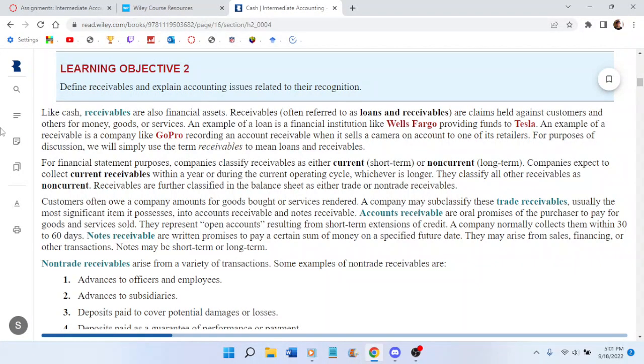A loan. Wells Fargo provides funds to Tesla. Tesla owes... GoPro recording an account receivable when it sells a camera on account to one of its retailers. GoPro cameras for purposes of discussion. They reduced the wording on that to just, for purposes of this discussion, we will simply use the term receivables to mean loans and receivables.